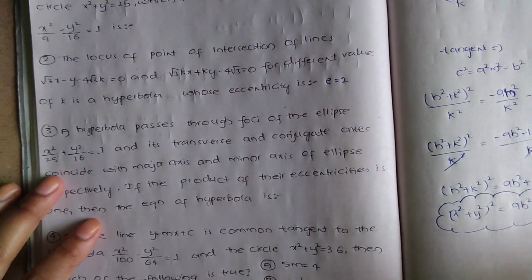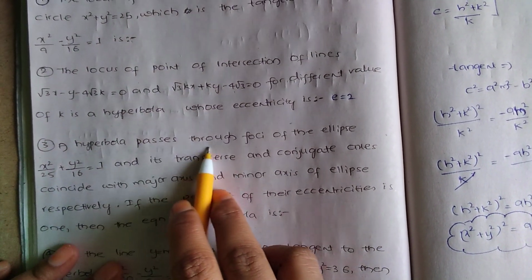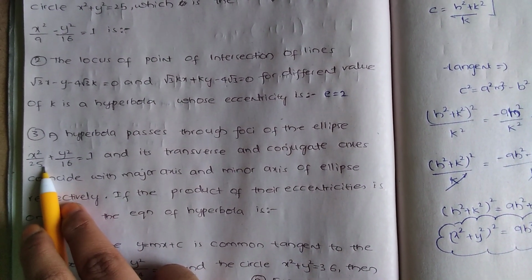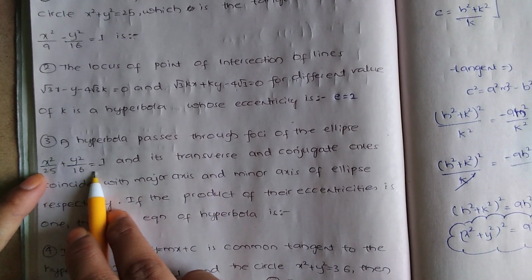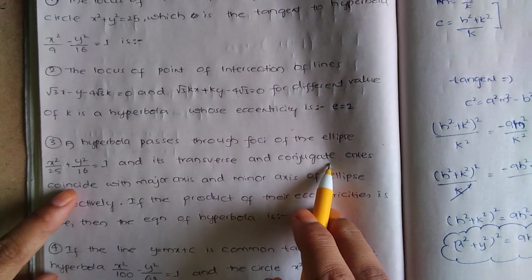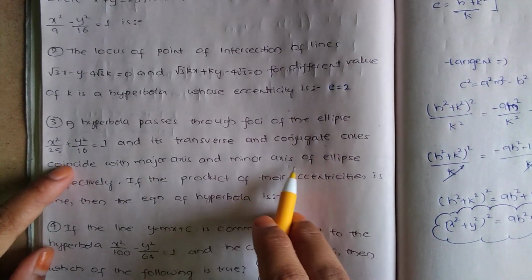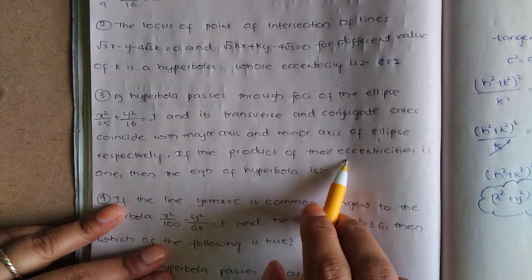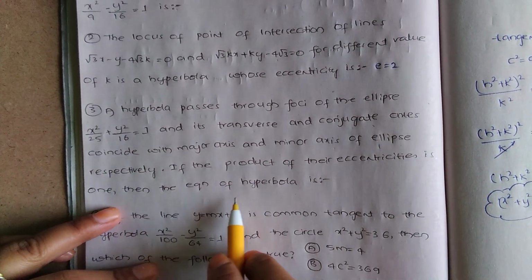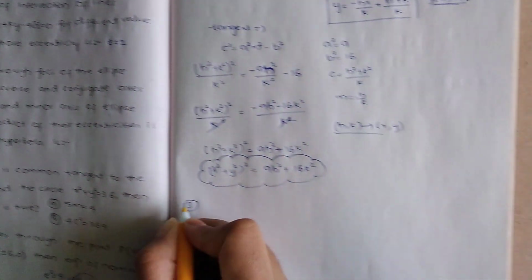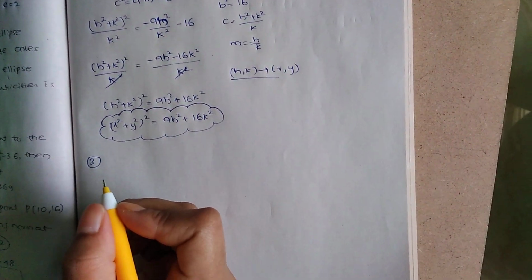Yes, let's go to the third question. A hyperbola passes through the foci of the ellipse x square by 25 plus y square by 16 is equal to 1, and its transverse and conjugate axes coincide with the major and minor axes of the ellipse respectively. Got it? Okay. If the product of their eccentricities is 1, then what is the equation of the hyperbola? Okay, let's do it.